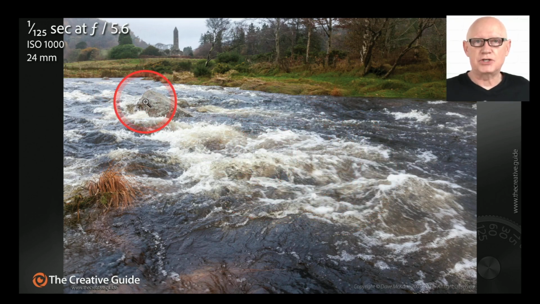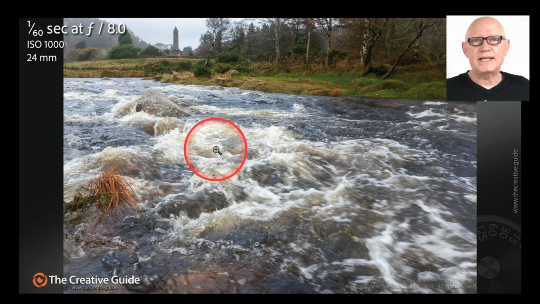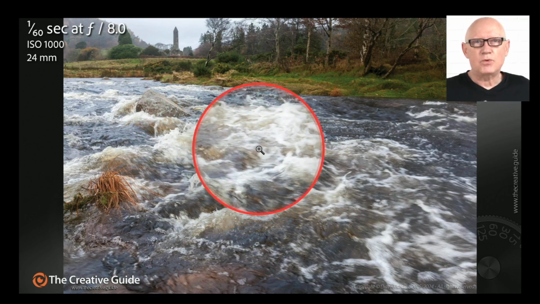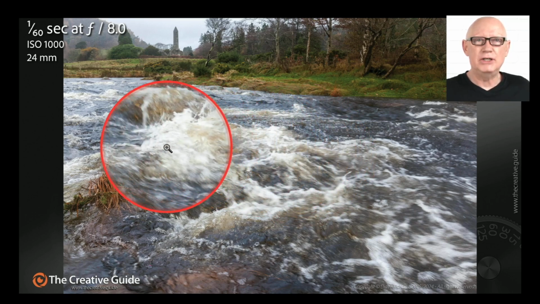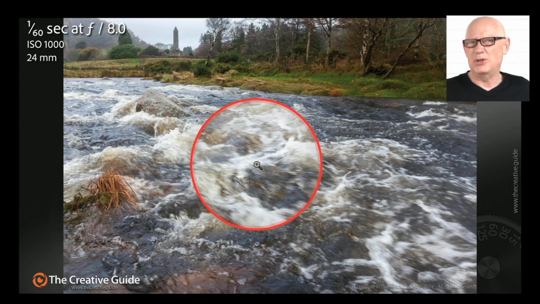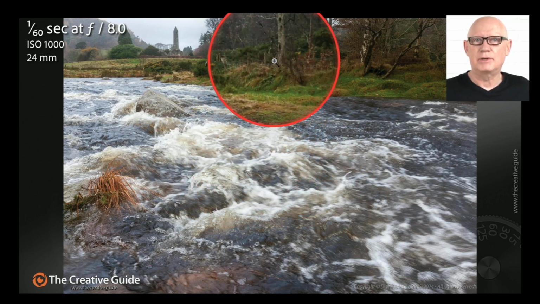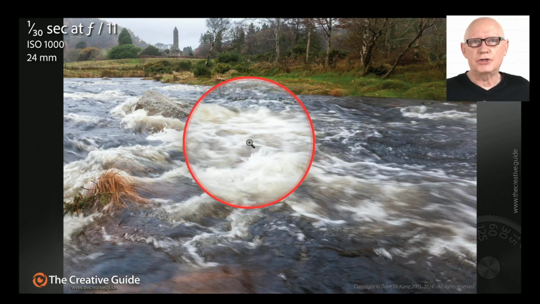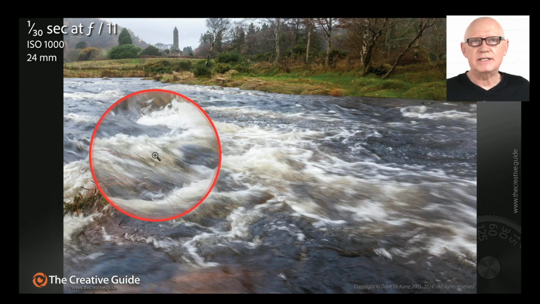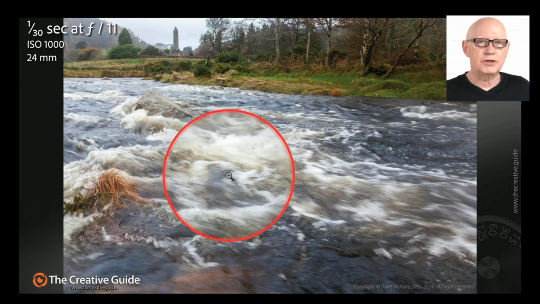Now, as I drop the shutter speed, 1/60th of a second, we have a little bit of movement going on in the water, but it looks a little bit like it might be blurred, but the background is sharp. So it's just a transition. Now, when we get into 1/30th of a second, we're beginning to see some movement on that very same water, moving at the same speed.